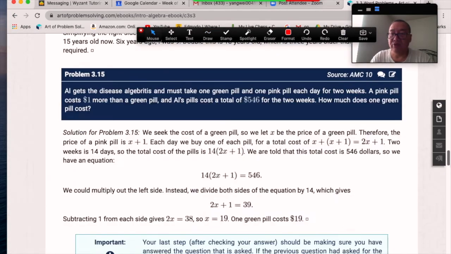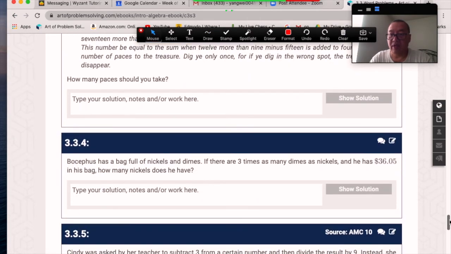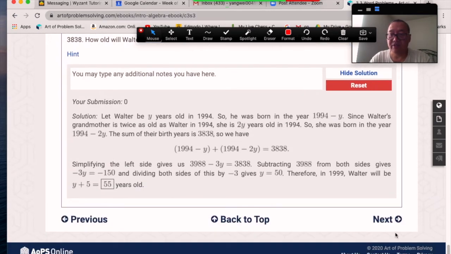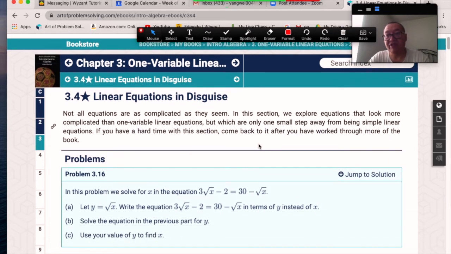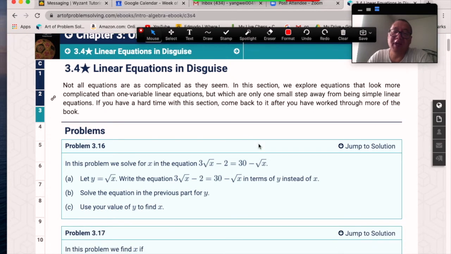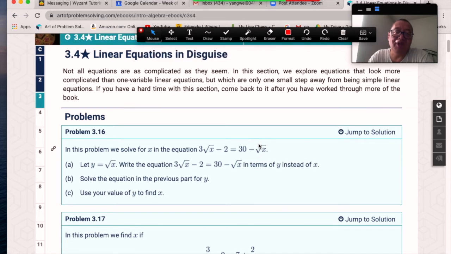Now let's go to the next one. This should be your extra homework. Now here, this section actually is very interesting. You know, a lot of times they give you an equation that looks really complicated, and it is also not a linear equation at all when you first look at it. But after you do a variable substitution, then the problem actually will become a linear equation. So this one we call linear equations in disguise.